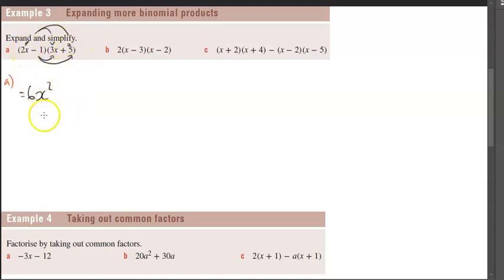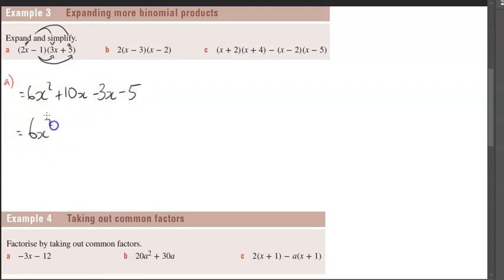2x times positive 5 gives me 10x. Negative 1 times 3x gives us negative 3x. And negative 1 times positive 5 gives me negative 5. Do a little bit of tidying up.